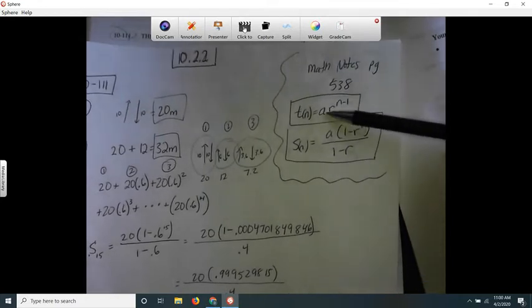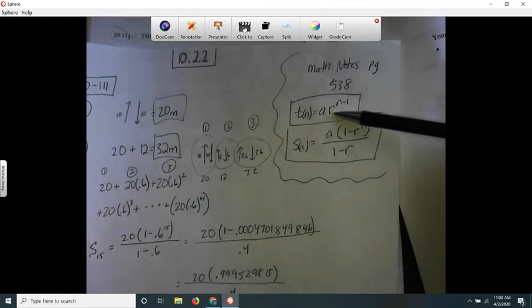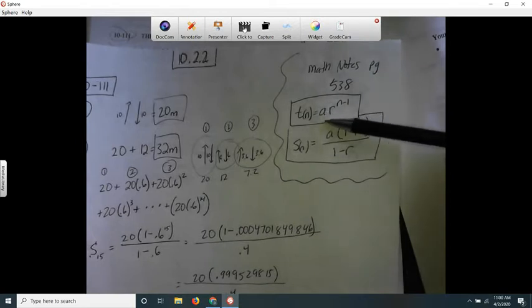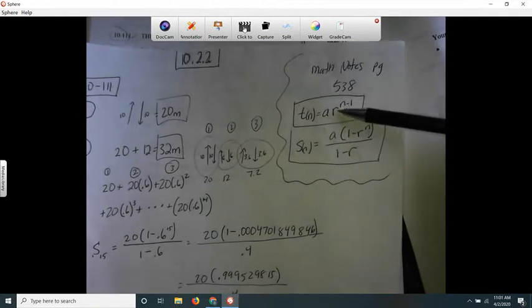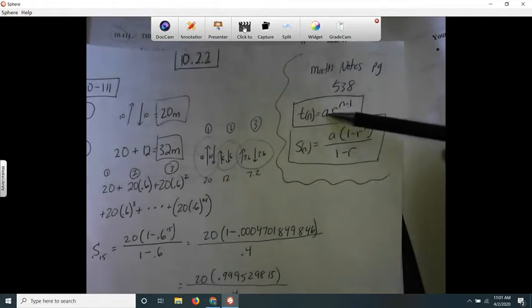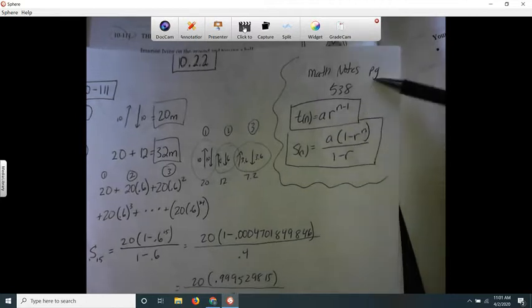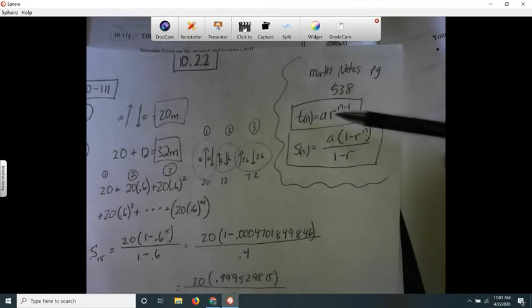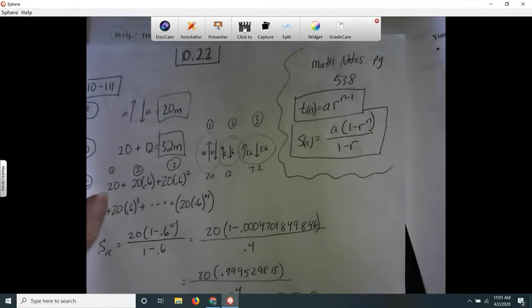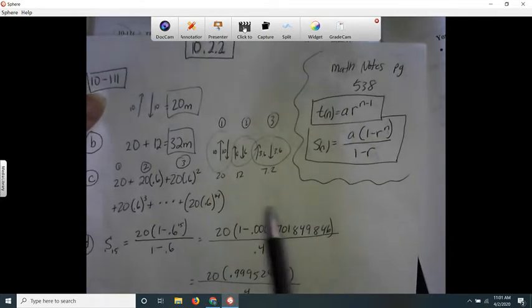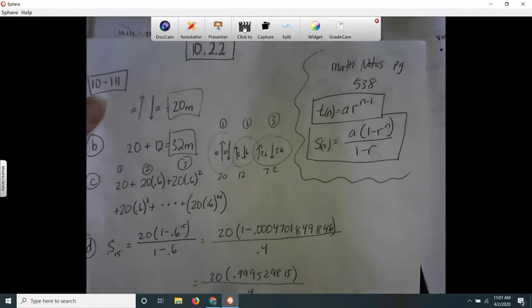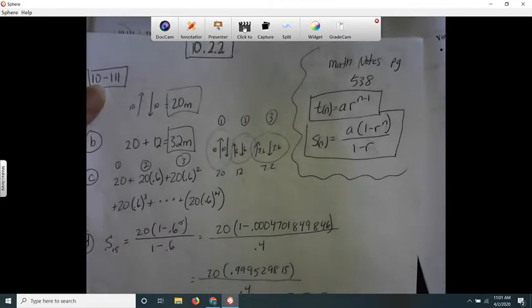So a is the first term, r is the multiplier, and then you have to put n minus 1 because that's the first term. If you let that be the 0th term, then that could just be n. But if you get in the habit of making a the 0th term, then you're going to get into trouble with the formulas that you have, because the math notes box likes to show it this way. So just always think of a as the first term, and then you have to put an n minus 1 on your r.